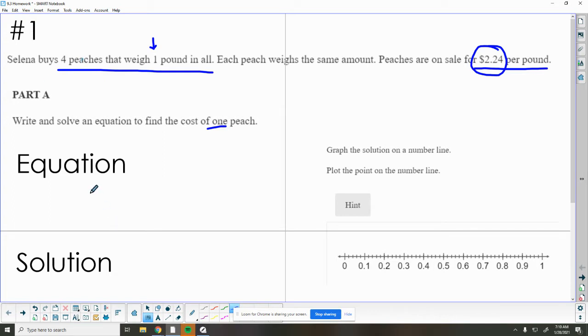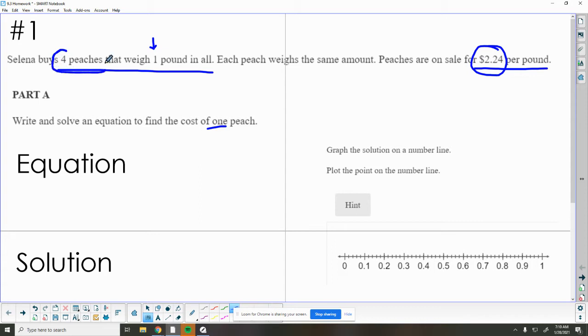When I'm finding a unit rate, I know that I need to divide, but lots of times I get confused. Should I do 4 divided by 224? Should I do 224 divided by 4? I just sometimes have a hard time deciding what I should do, so I like to set up that proportion.